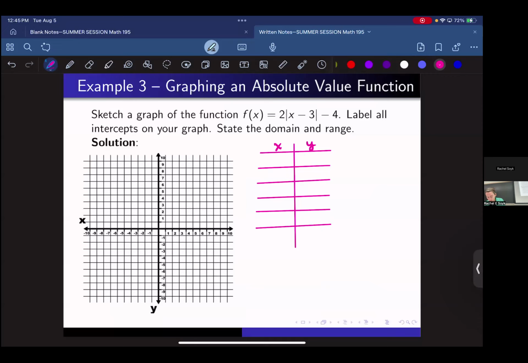But you don't have to know it. So why don't we choose, let's see, I'm going to get some negative values in here. -1, let's actually go up to -3 because of this horizontal shift. So -3, -2, -1, 0, 1, 2. If we need more, we can add more. Maybe let's add in 3 as well.